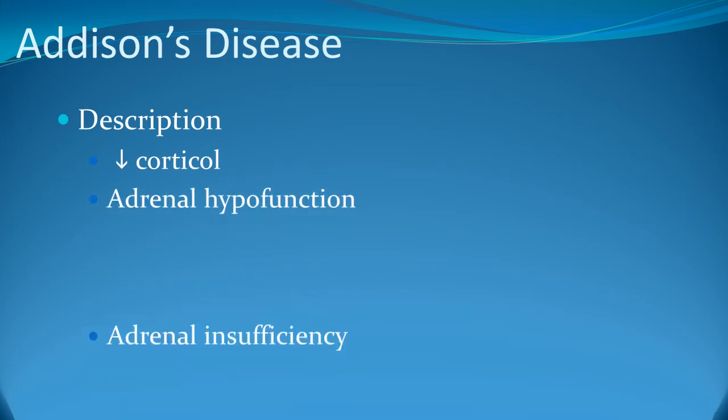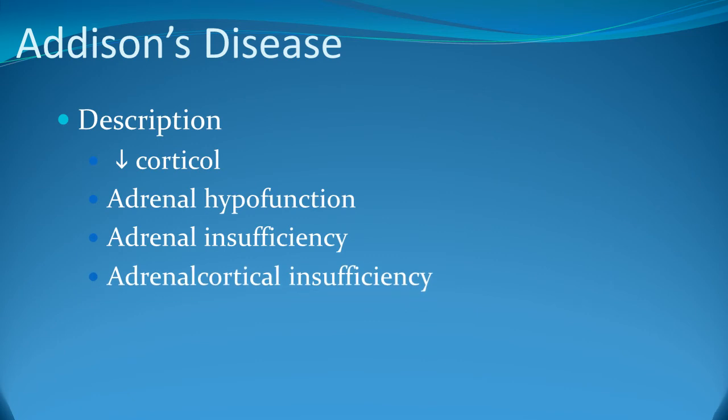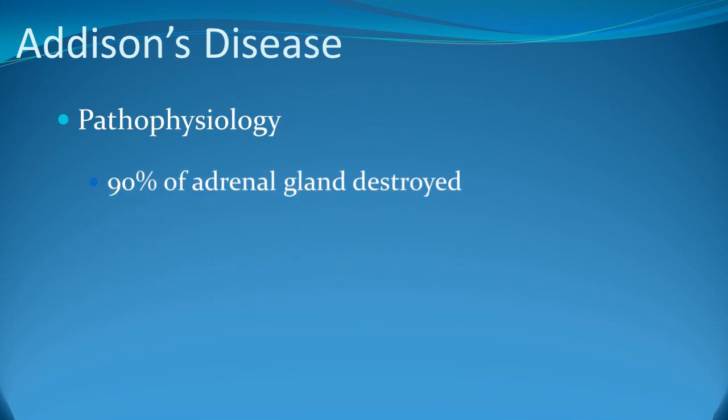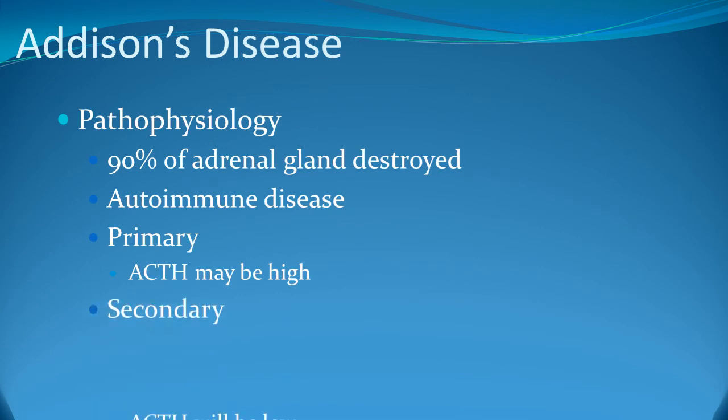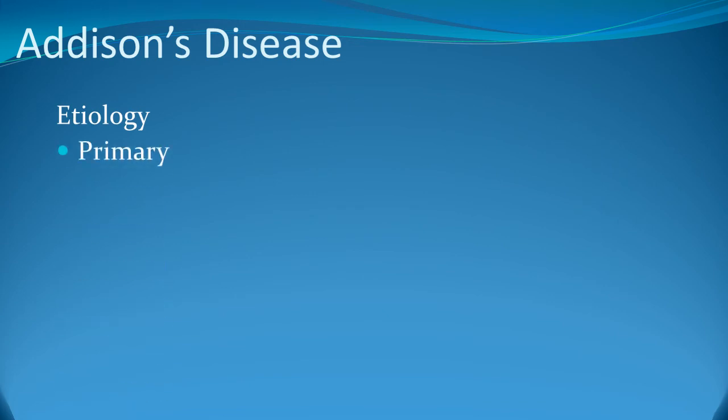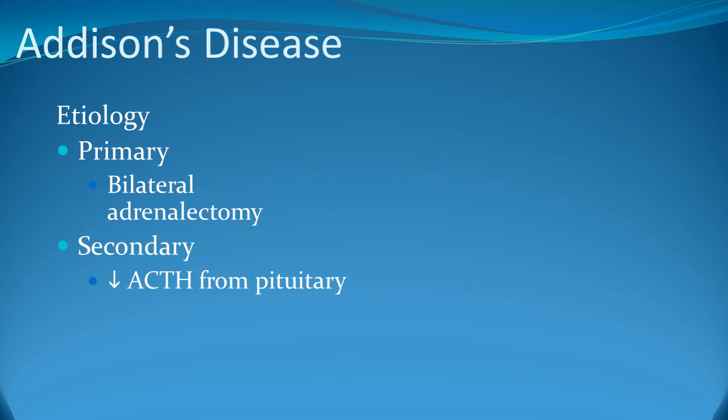So there is adrenal hypofunction, called adrenal insufficiency, or there could be adrenocortical deficiency as well. 90% of the gland is destroyed. It could be by autoimmune disease. In primary, ACTH may be high, and in secondary, ACTH is low. Etiology: primary is bilateral adrenalectomy; secondary is decreased ACTH from the pituitary and hypothalamus, decreased hypothalamus stimulation.